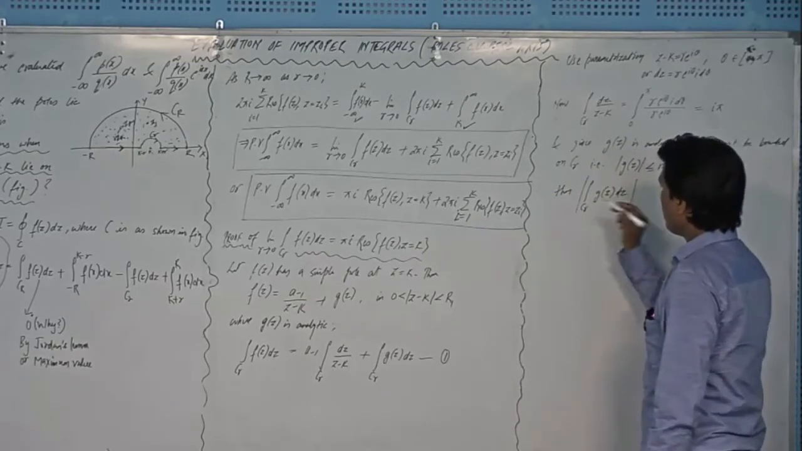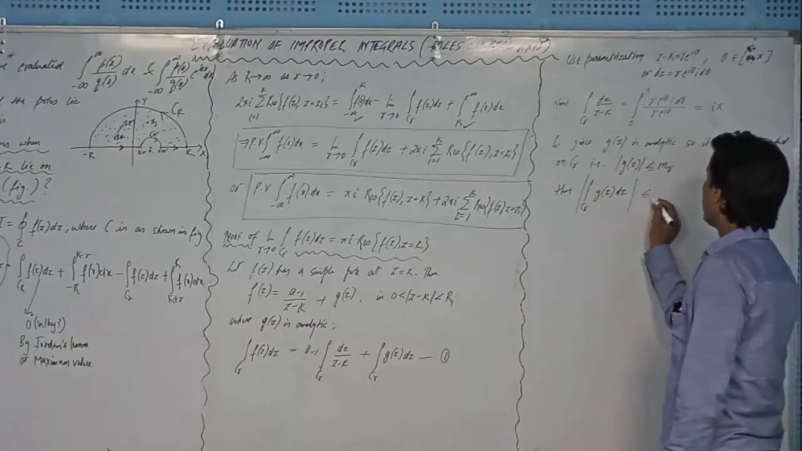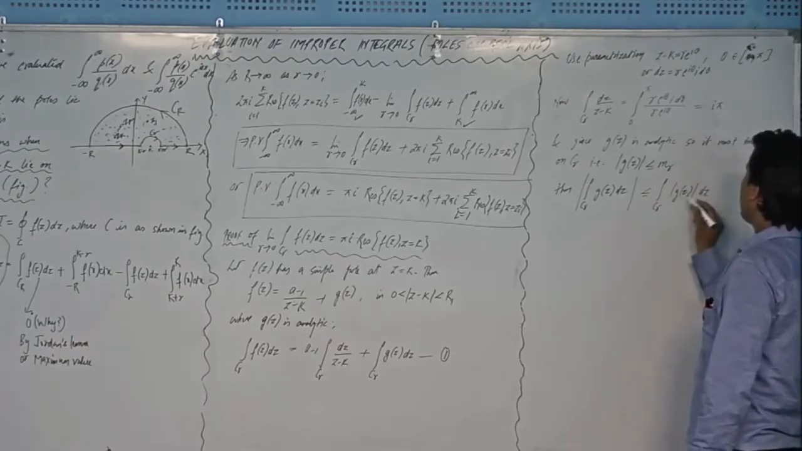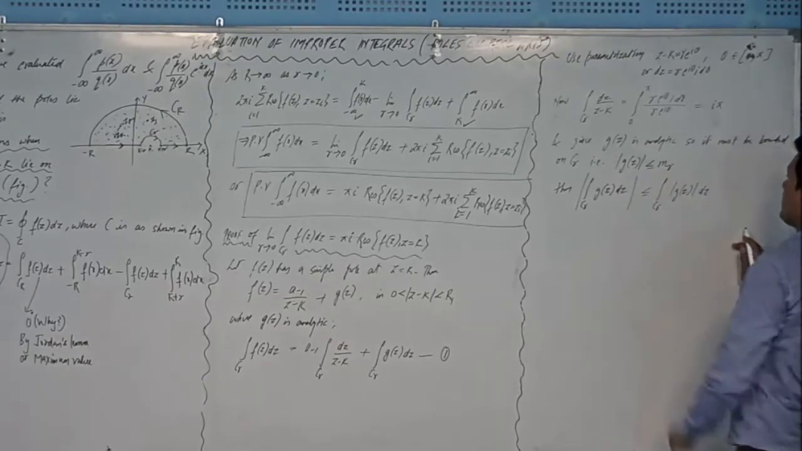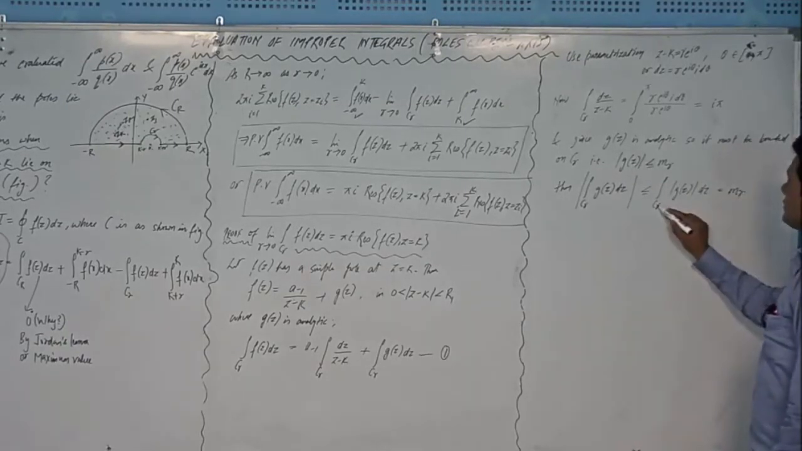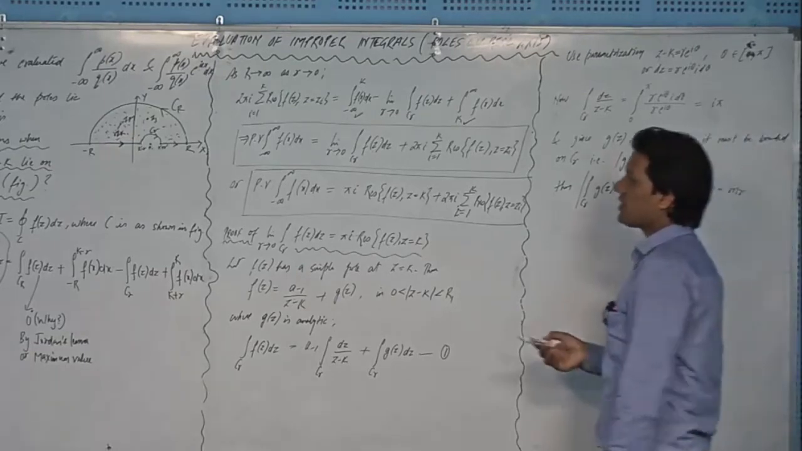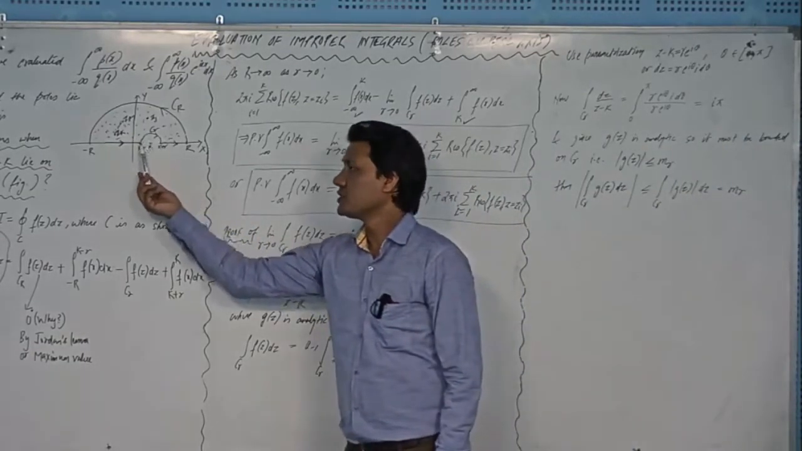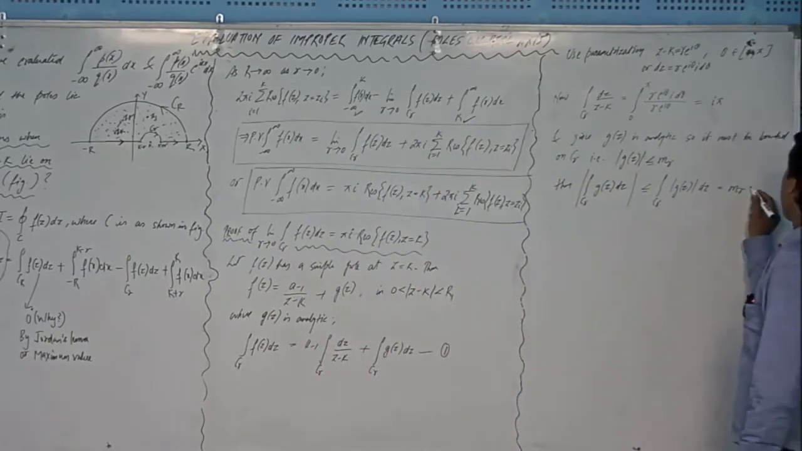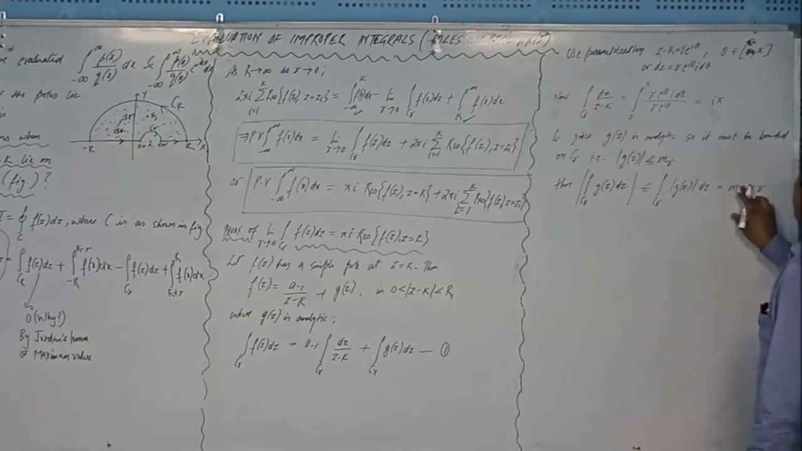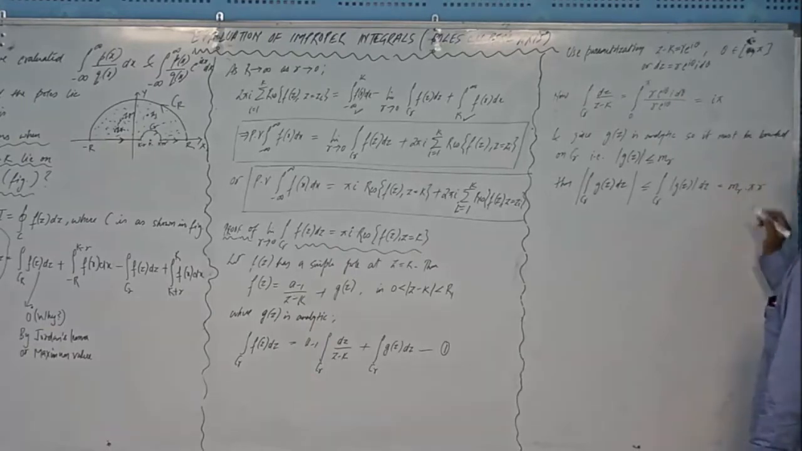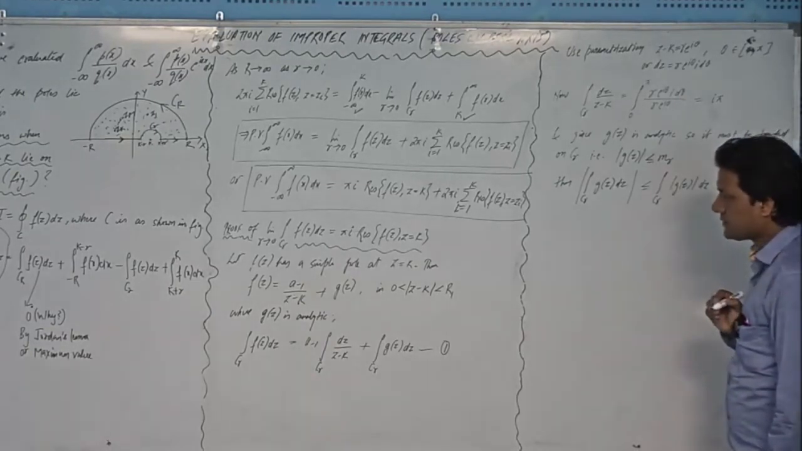Then plugging this value in the second integral, the integral over CR of g(z) dz, I will take the maximum value. This will be less than or equal to the integral over CR of mod g(z) mod dz, and replacing g(z) by small m r gives m r times the integral along CR of mod dz, which is the length of the semicircle, the perimeter pi r. So it is m r pi r.